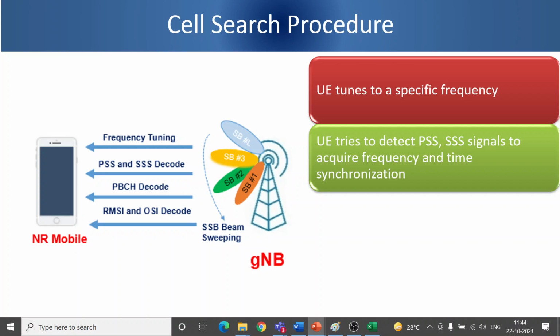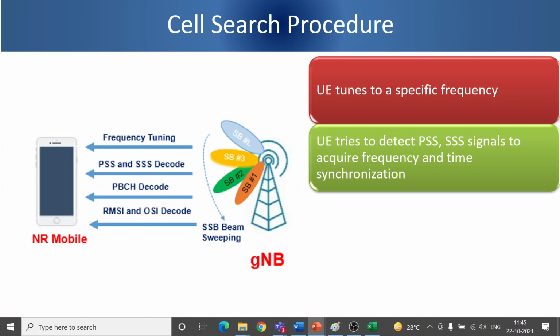So it detects PSS and SSS. Once user equipment is able to detect PSS and SSS, it can in fact calculate the specific cell ID, that gNodeB cell ID, which it will try to latch on to. So it now has the cell ID and some other information within the synchronization signal block.